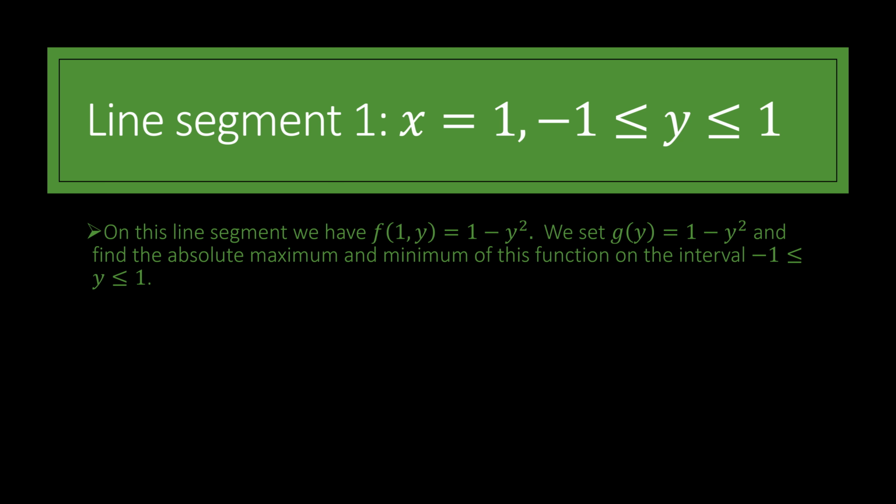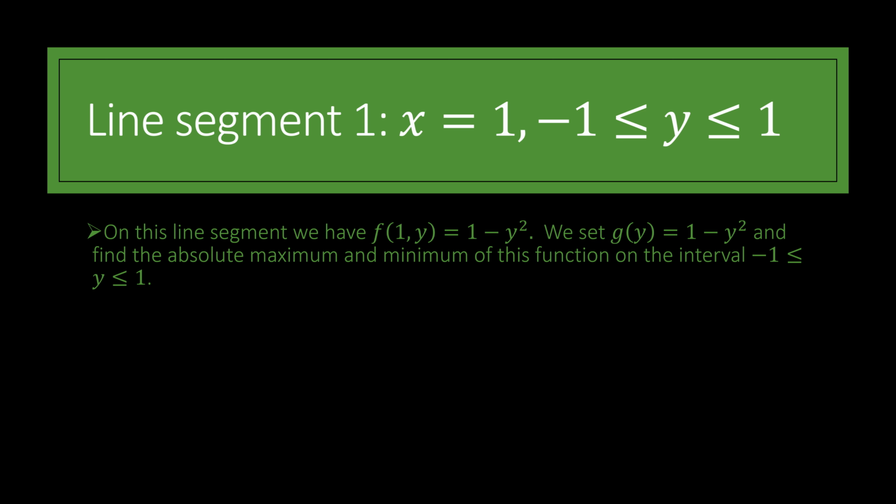So if we're looking at our function on that segment, we're taking x to be 1 everywhere. So our function just becomes 1 minus y squared. And now this is a function of one variable. Only y is changing here. So let's go ahead and set g of y to be 1 minus y squared.